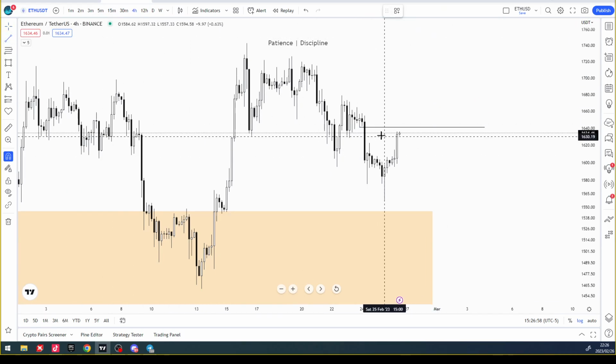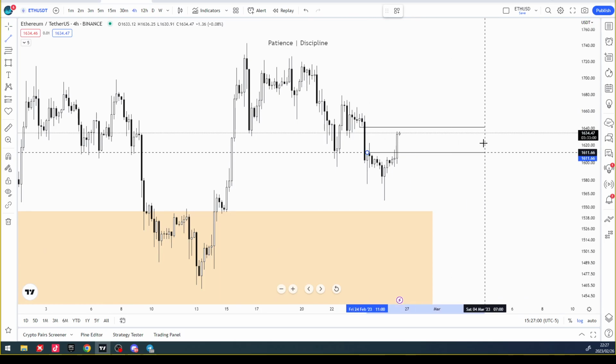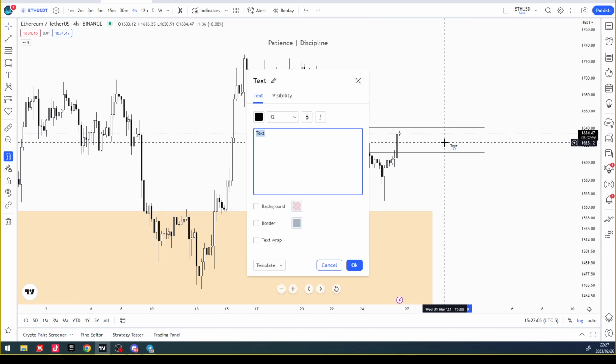And this could possibly be the distribution leg happening in here. I can spell it correctly. Distribution. There we go.